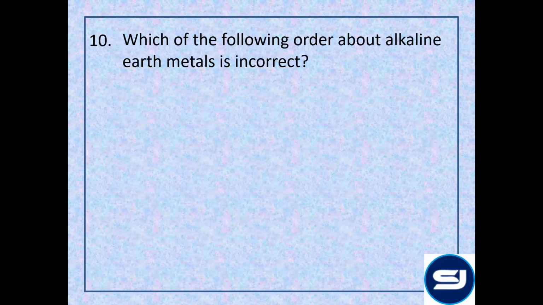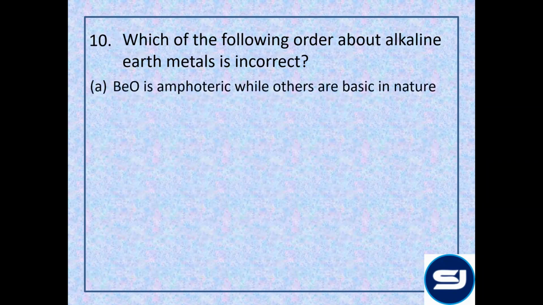Which of the following statements about alkaline earth metals is incorrect? BeO is amphoteric while others are basic in nature. This is a correct statement, because among alkaline earth metals, in fact among all s-block elements, only beryllium or its oxide is amphoteric. All the rest are basic. It's a correct statement.